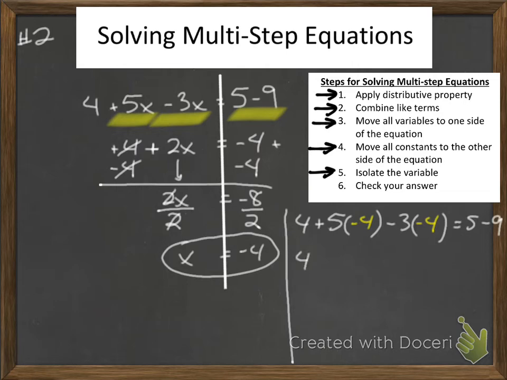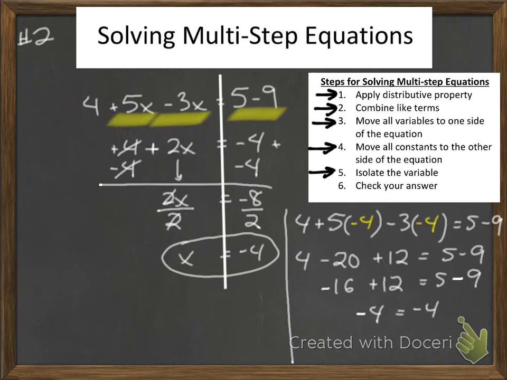Okay, so I have 4 minus 20 plus 12, because a negative times a negative is a positive, equals 5 minus 9. Okay, so 4 minus 20 is negative 16. So we have negative 16 plus 12 equals 5 minus 9. Negative 16 plus 12 is negative 4. 5 minus 9 is negative 4.